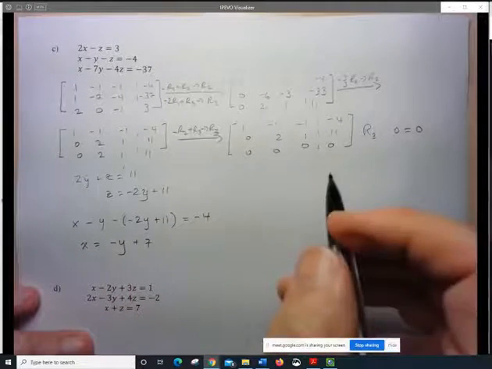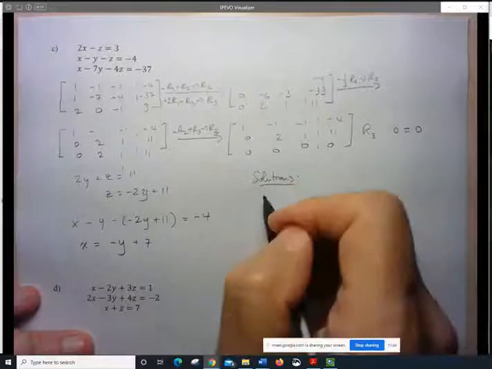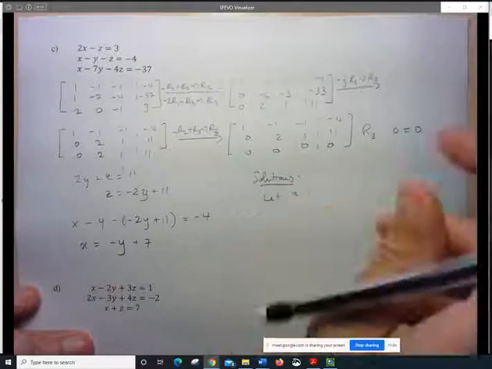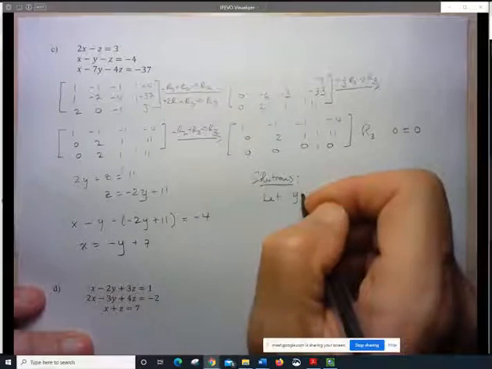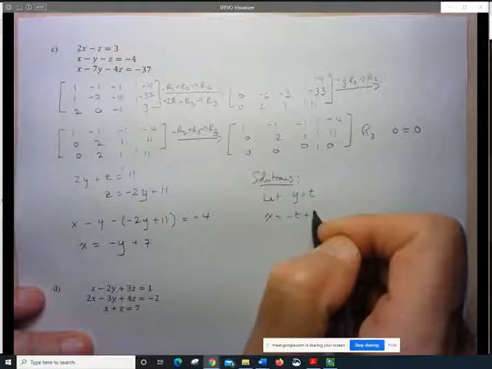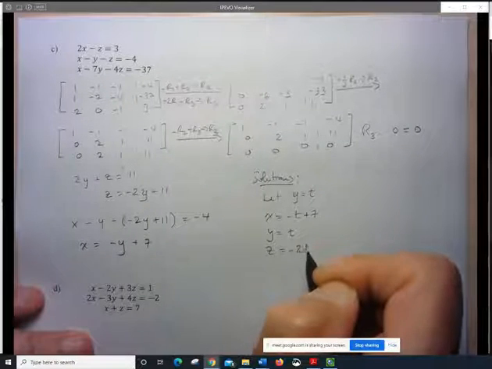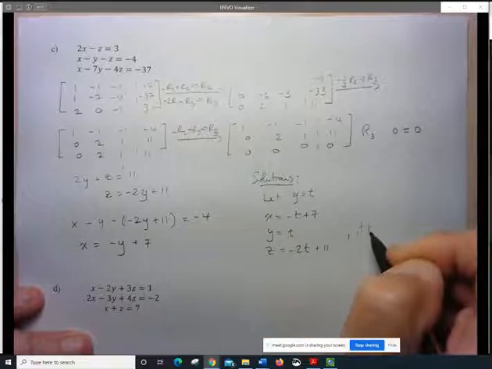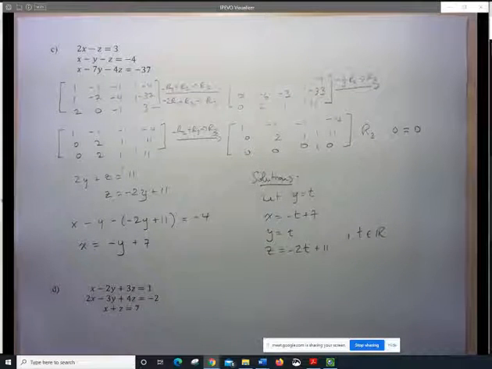And now I can give my solutions. Okay. Let y be my t value, my parameter. And so here we have x is negative t plus 7, y is t, and z is negative 2t plus 11. Okay. And so yet again, the algebra takes me where I need to go.